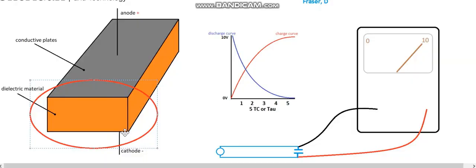And as well as the distance between these two plates. The greater the distance, the greater the dielectric ability to resist that current flow, the greater the dielectric strength, the greater the capacitance.